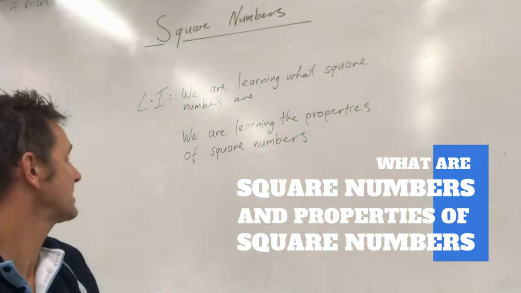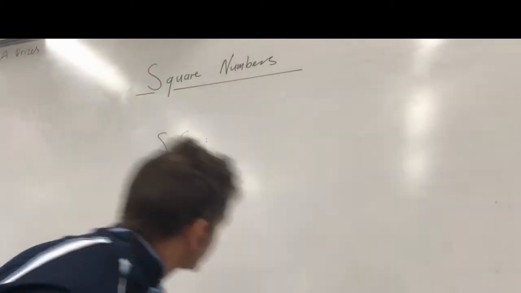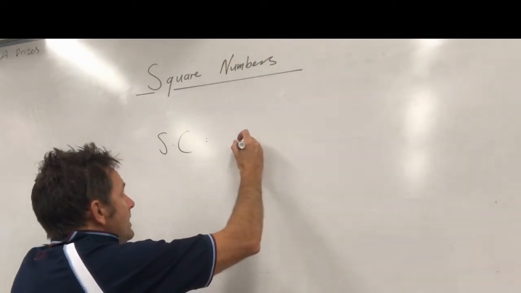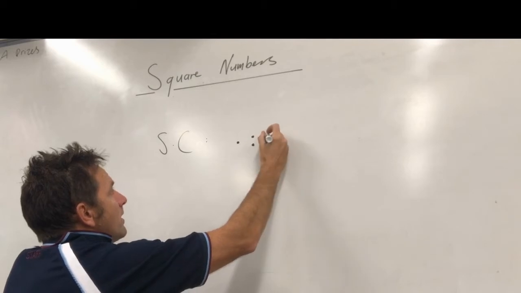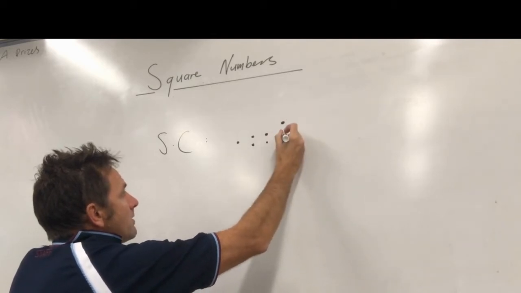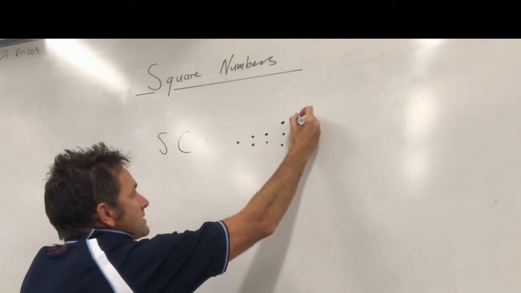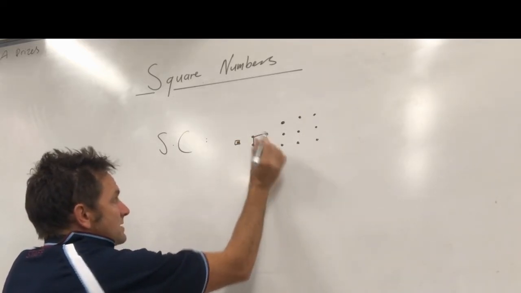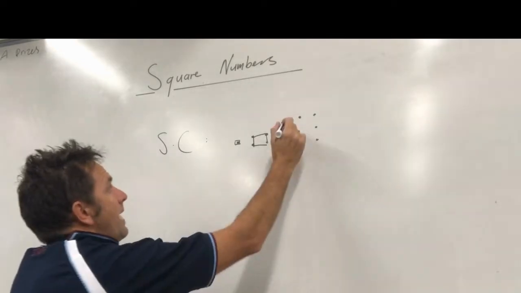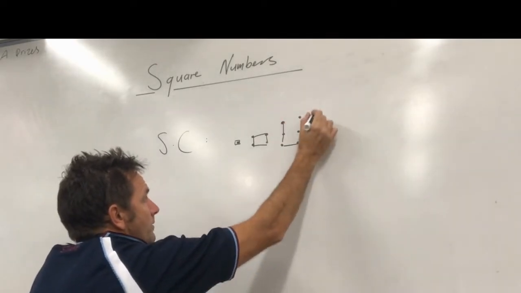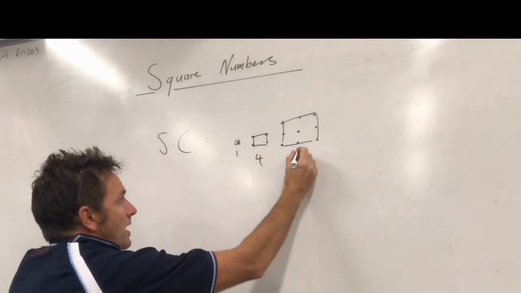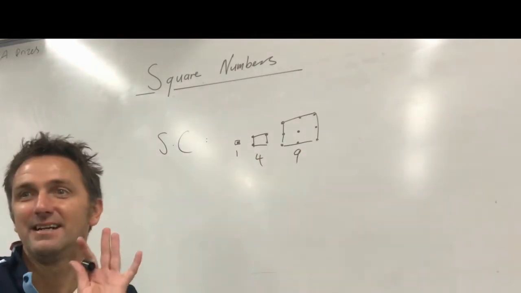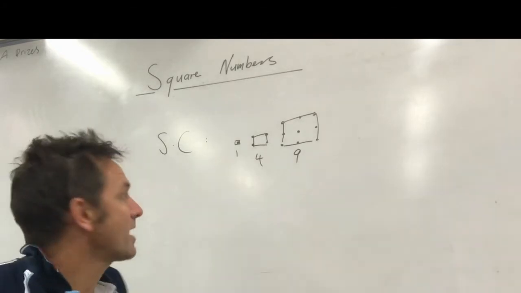Properties of square numbers. Our success criteria is a bit like this: I'm not going to get you to chant, I want you to understand that 1, 4, 9 are really the first three square numbers. That's 1, you can see that 1 dot there. That's 4, because it's got the 4 dots there. And that's 9. So 1, 4 and 9 are really the first square numbers because they make squares. You don't necessarily understand that straight away, but we can look at it a little bit more closely.